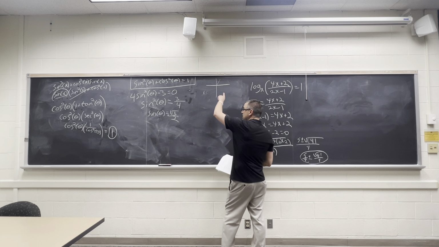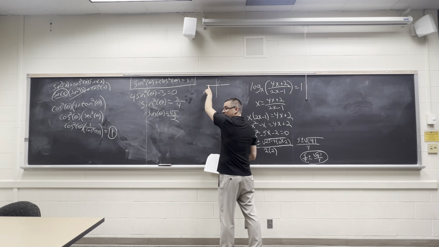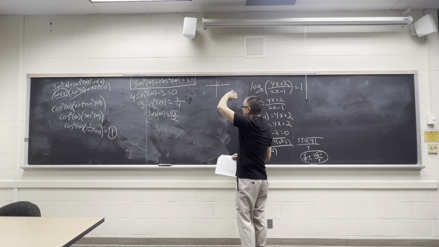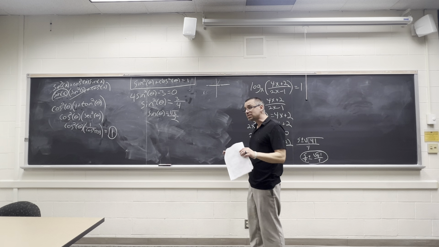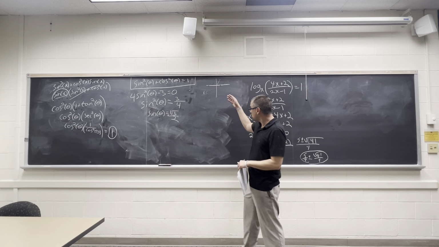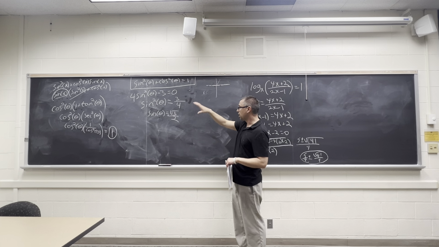Sine is also positive in the second quadrant, so it'll be 2 pi over 3 as well. But it could be negative, right? The negatives are just going to be the angles that have reference angles of pi over 3 in the other quadrants.